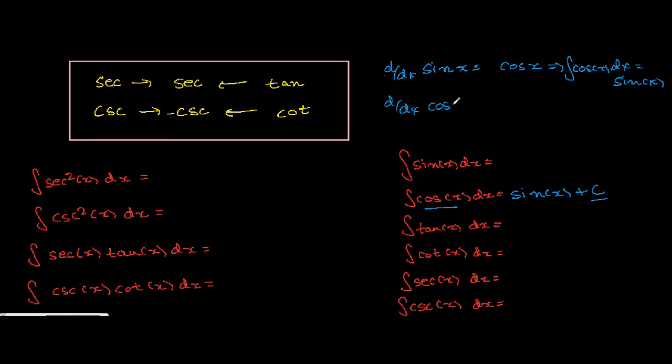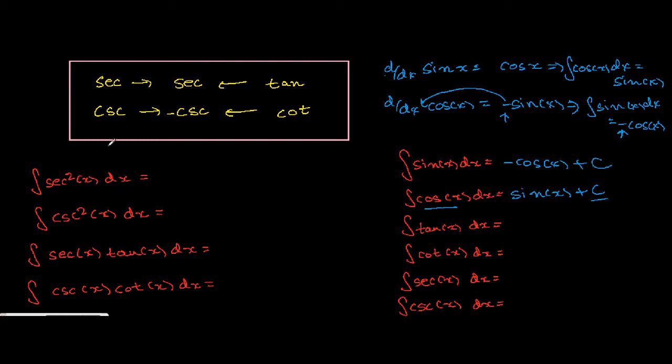Similarly, the derivative of cosine x is negative sine x. Thus, the integral of sine x is negative cosine x. This negative part is from here, because if you shift this part up here, then this is what you are gonna get.